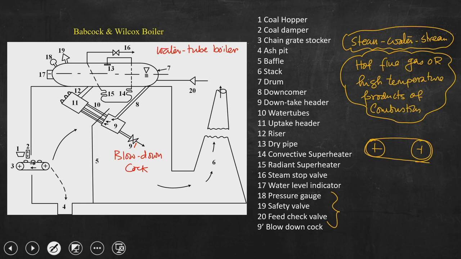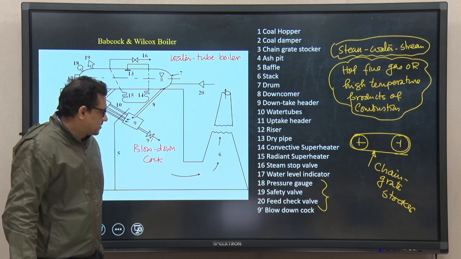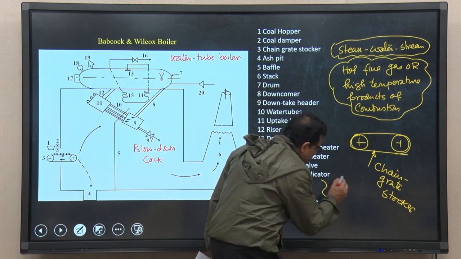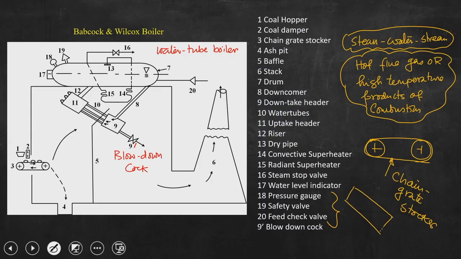Coal is taken to the coal hopper, and from the hopper coal is dumped on the chain grate stoker. So, this is the chain grate stoker. Basically, we are stoking coal over the chain grate. The chain grate is a kind of perforated plates. If we look at the top view, you will find it like this. So, this is the chain and this is the perforated plate. The chain is perforated, as you have seen.